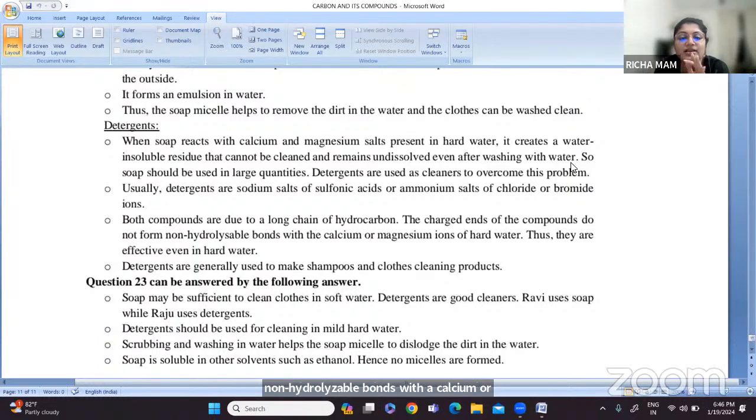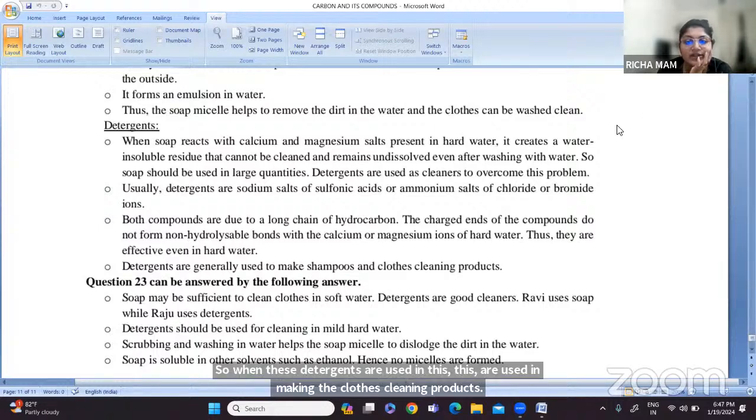These are effective even in hard water. Whatever the hydrophobic chain and hydrophilic ends are, these ends are active even in hard water. Detergents are used in making shampoos and clothes cleaning products. So this is the role and usage of detergents.